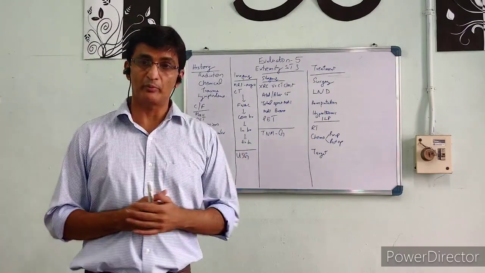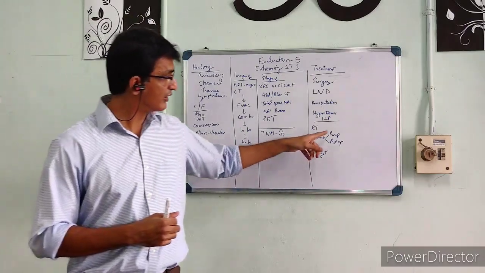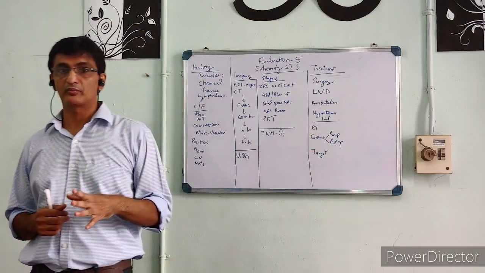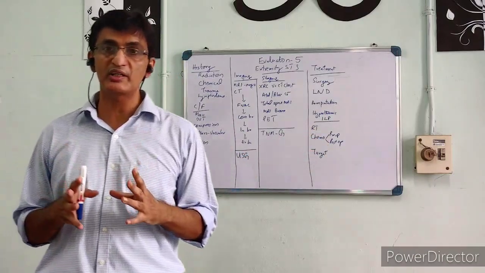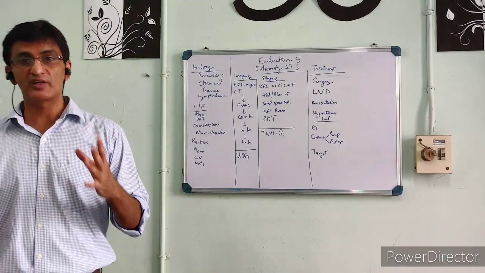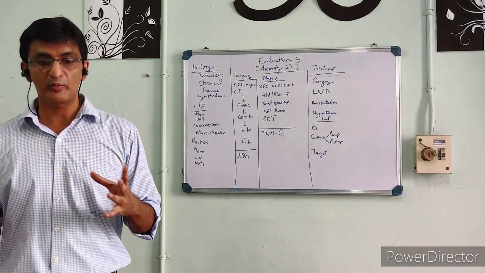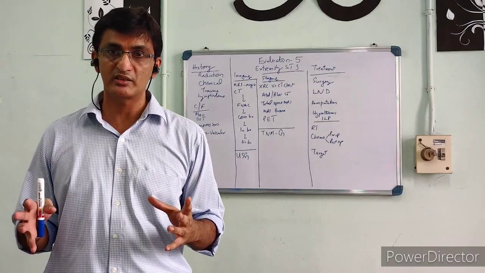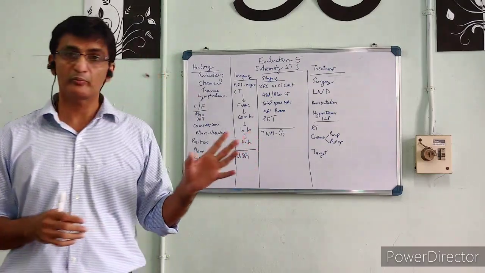What is the role of chemotherapy? Chemotherapy can again be given in a preoperative and postoperative setup. A preoperative indication is a tumor which is more than 10 centimeters in size, a large tumor or an infiltrating tumor. You may not be able to excise the whole tumor with margin. You can go for chemo.